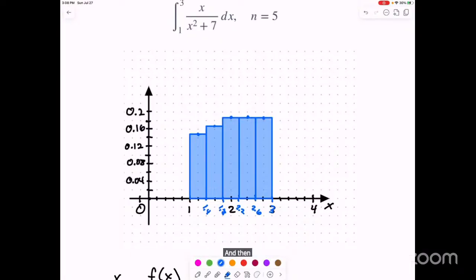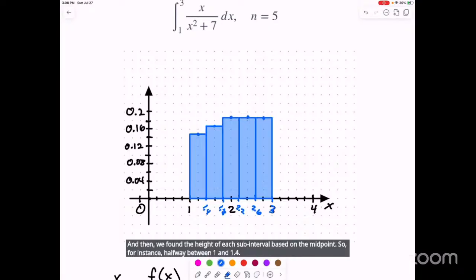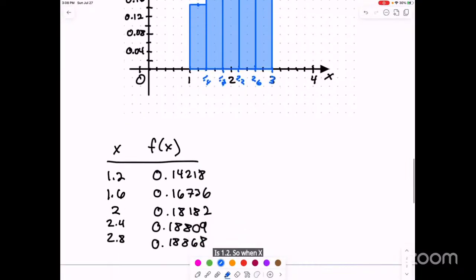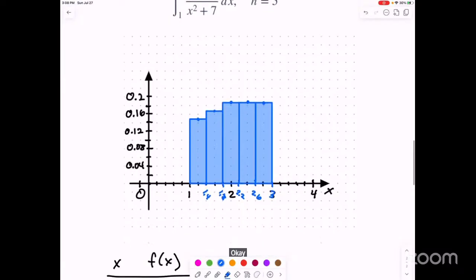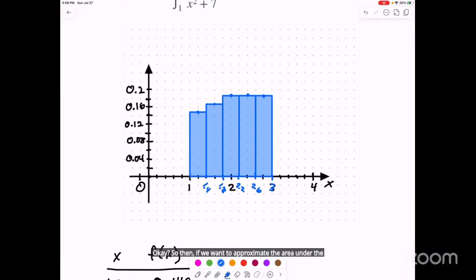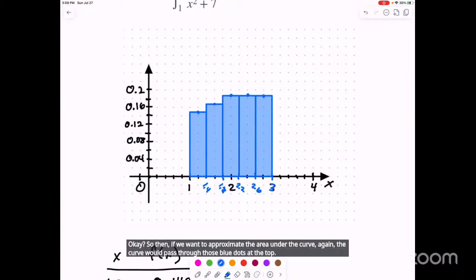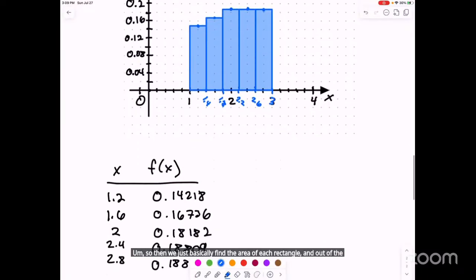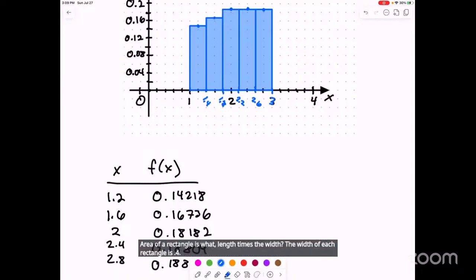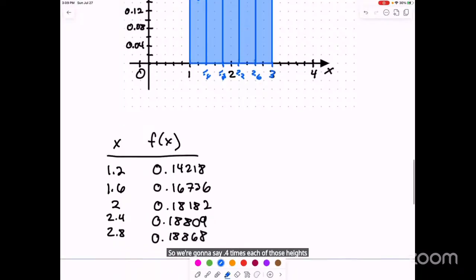And then we found the height of each subinterval based on the midpoint. So for instance, halfway between 1 and 1.4 is 1.2. So when x was 1.2, the corresponding y was 14.218, and so on, right? Those corresponding y's came from the midpoint of each subinterval. Okay, so then if we want to approximate the area under the curve, again, the curve would pass through those blue dots at the top. So then we just basically find the area of each rectangle and add up the areas. Area of a rectangle is what? Length times width. The width of each rectangle is 0.4. So we're going to say 0.4 times each of those heights, add up our answers, right?